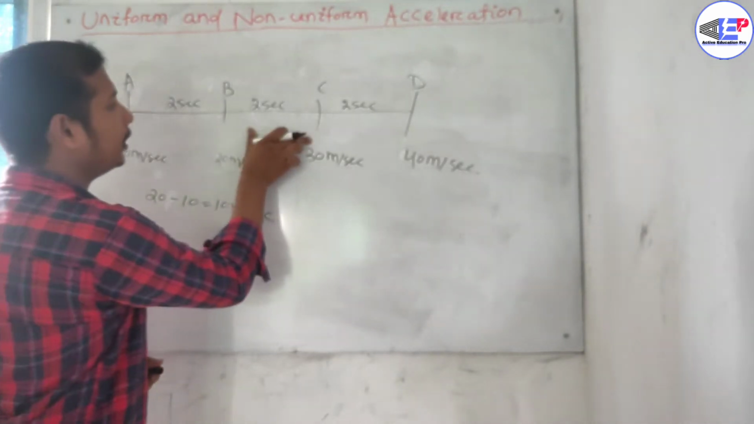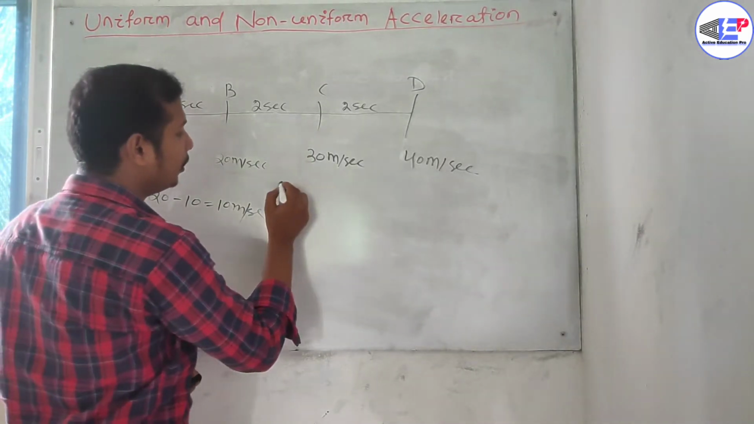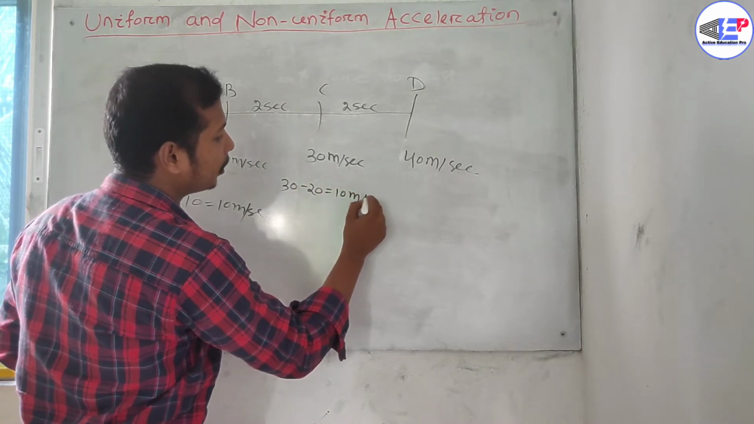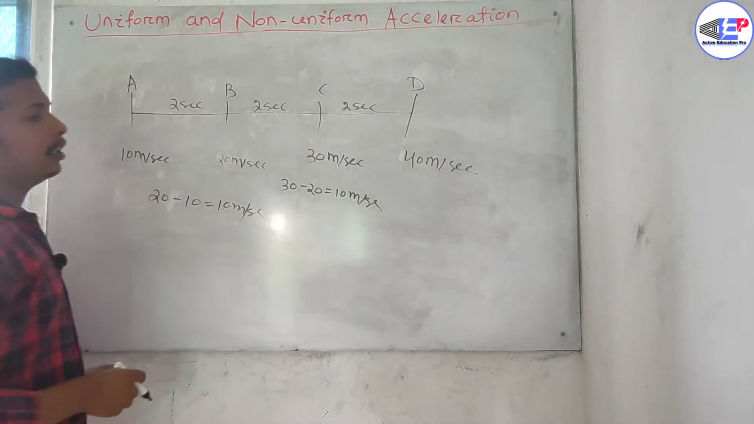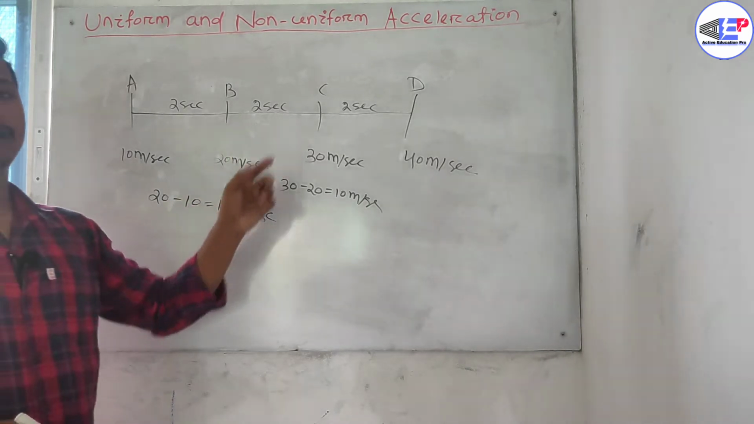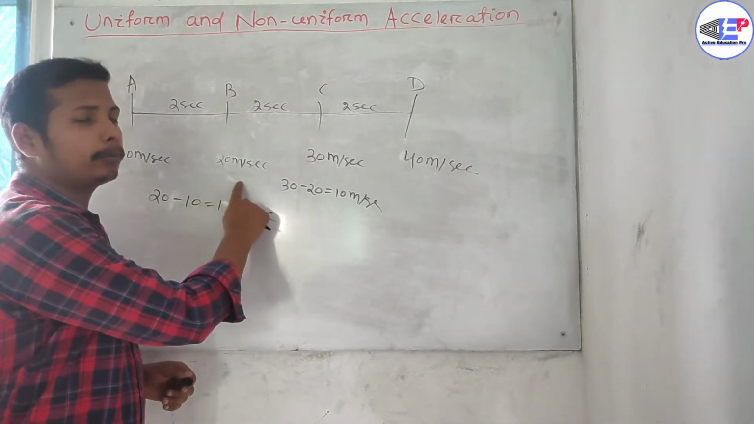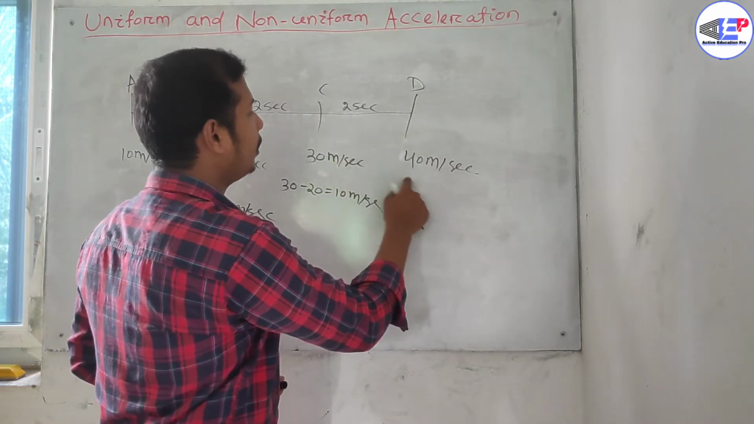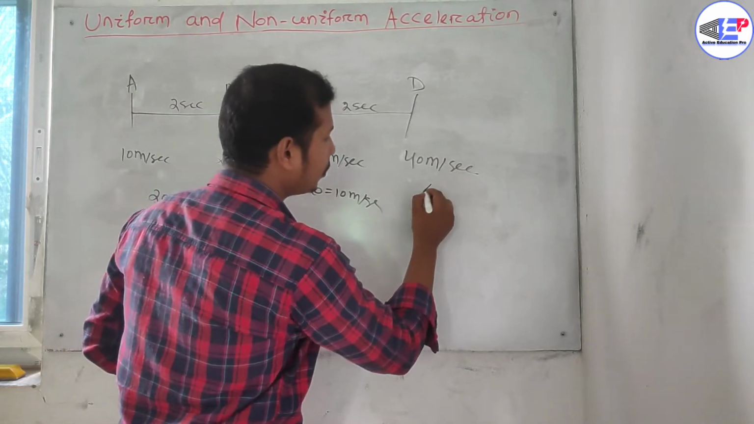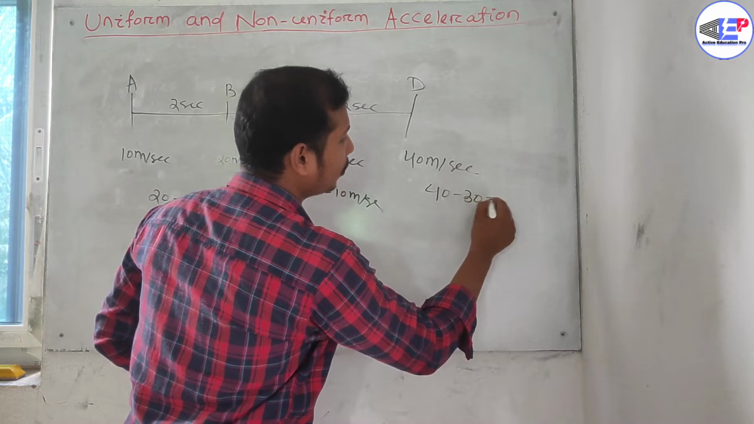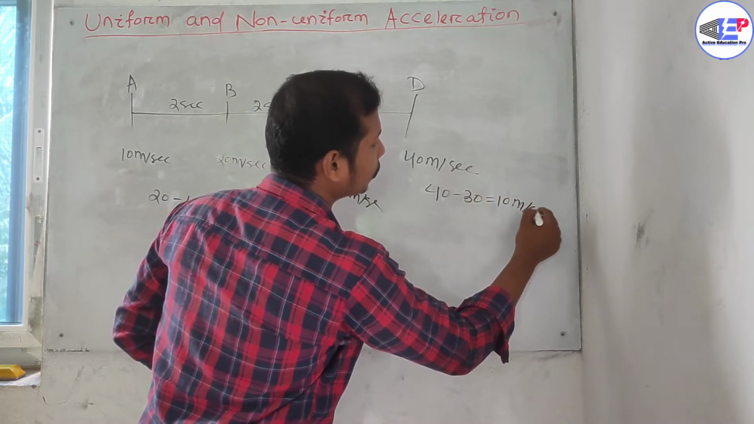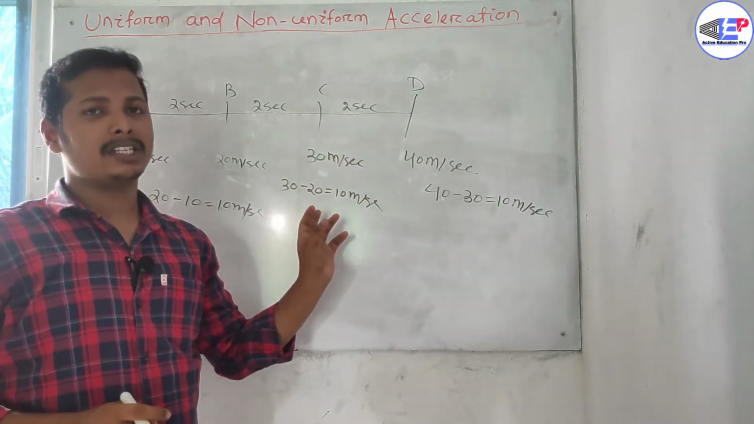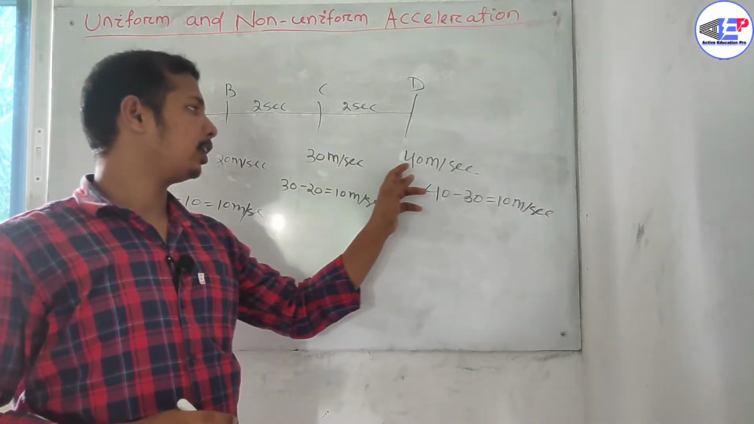In segment BC, the change in velocity is 30 minus 20, which is 10 meter per second. In this segment, it takes 2 seconds to change its velocity from 20 meter per second to 30 meter per second. In segment CD, its change in velocity is 40 minus 30, which is 10 meter per second. So in segment CD, it takes 2 seconds to change its velocity from 30 meter per second to 40 meter per second.